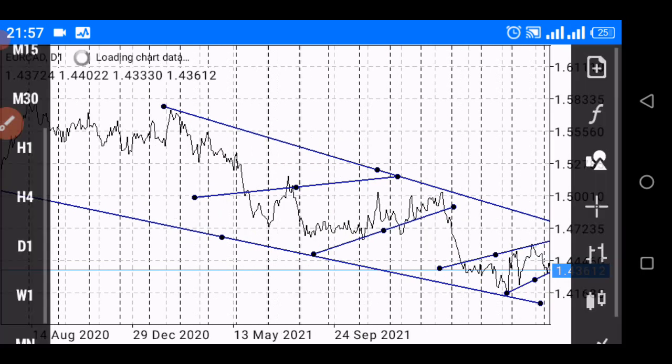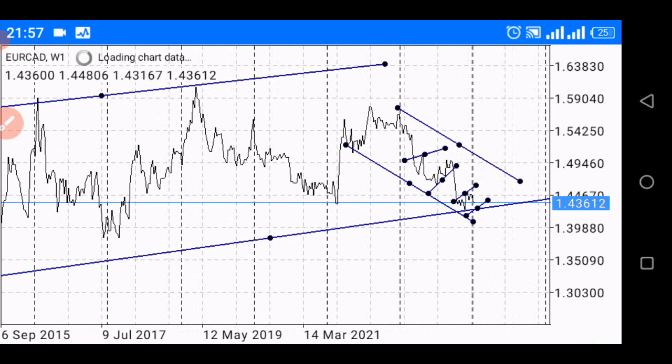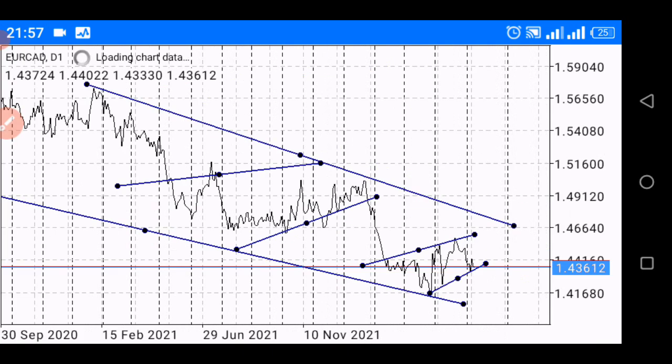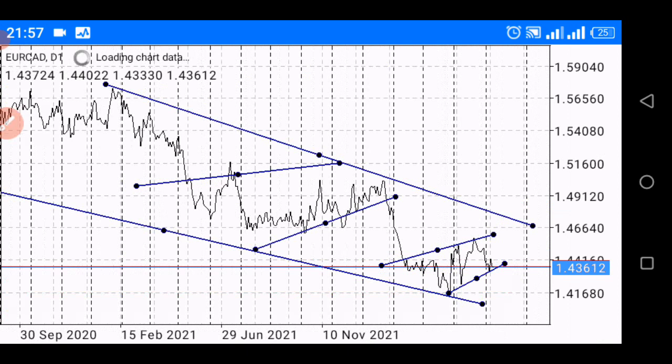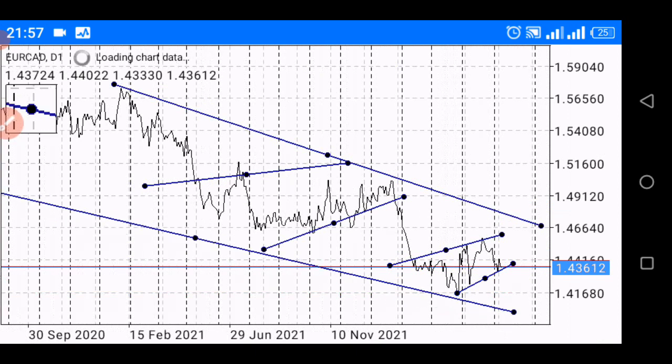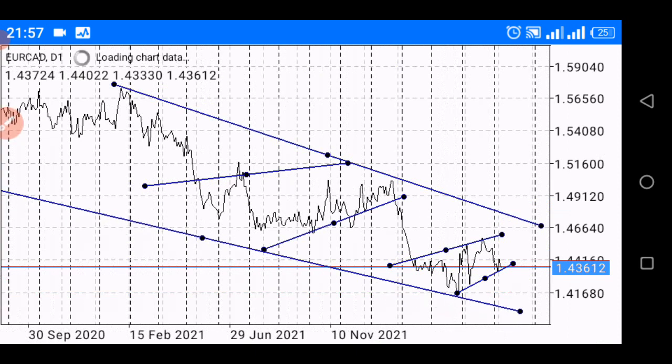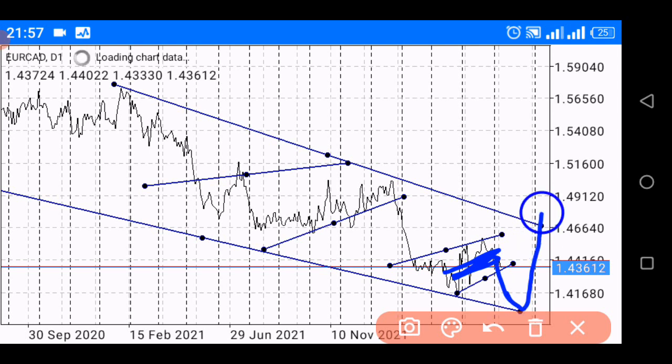Yes, let's go to weekly. Yes, what we are really expecting is the breakout of this movement, and we are 80% sure that we are going to break out like this before we have a movement like this. Though we are not 100% sure.